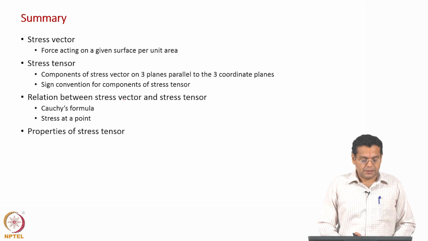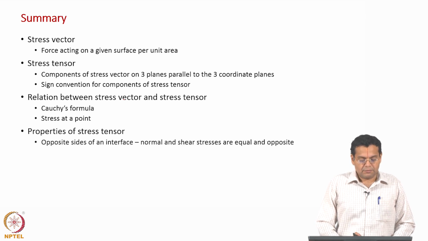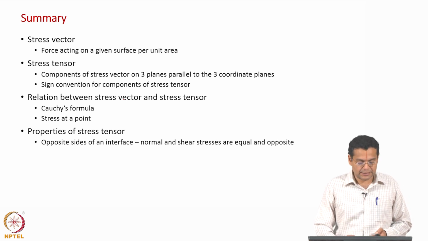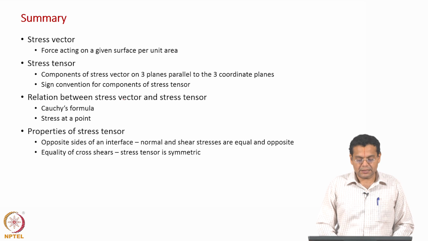We derived the properties of the stress tensor. What are the properties? On the opposite sides of an interface, the normal and the shear stresses are equal, but opposite in direction. And we also proved by using a moment balance that the cross shears are equal, which means that the stress tensor is symmetric.